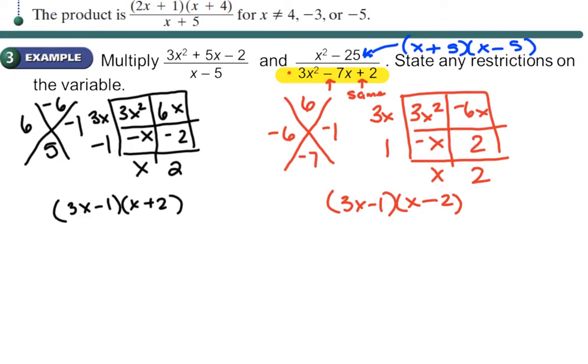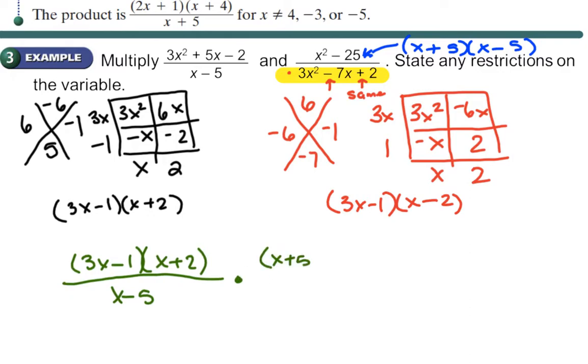So let's go ahead and rewrite this in its expanded form. So we have 3x minus 1, x plus 2, all over x minus 5 times, because we're multiplying, x plus 5, x minus 5, because that's where the x squared minus 25 factors down to. And then the 3x squared minus 7x plus 2 becomes 3x minus 1 and x minus 2.